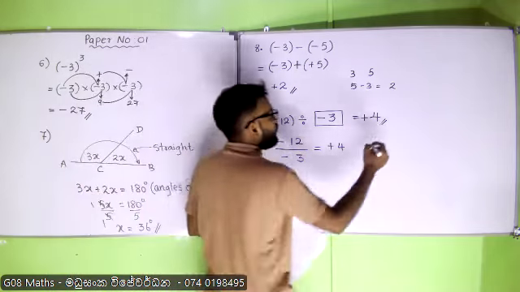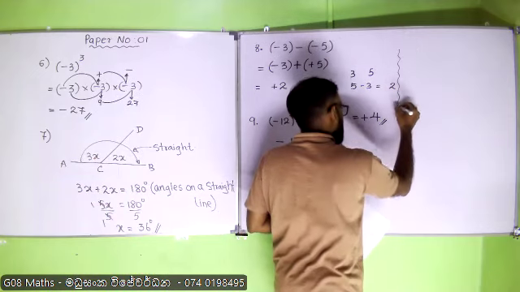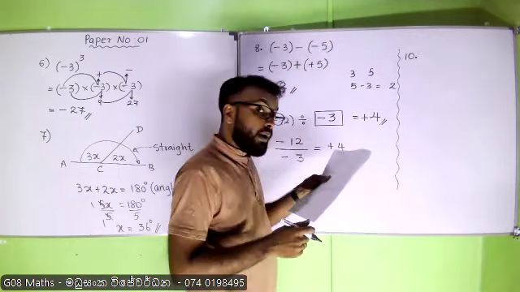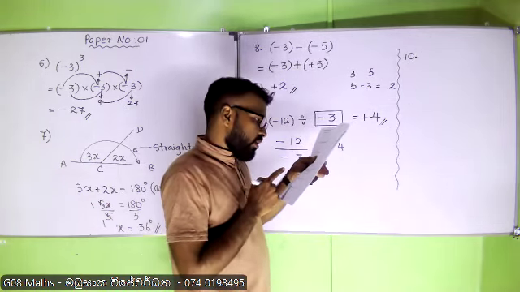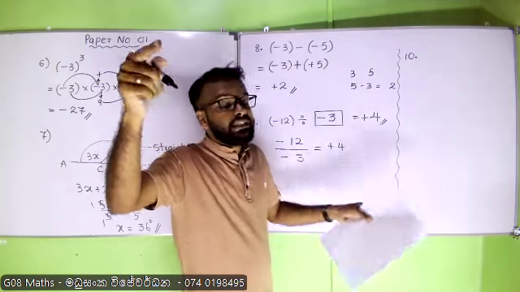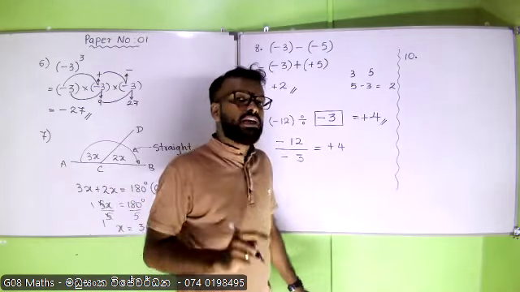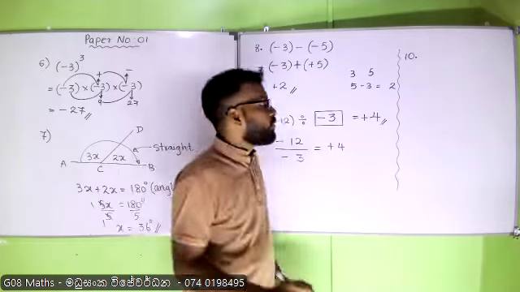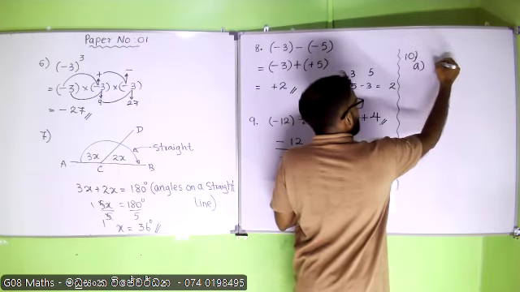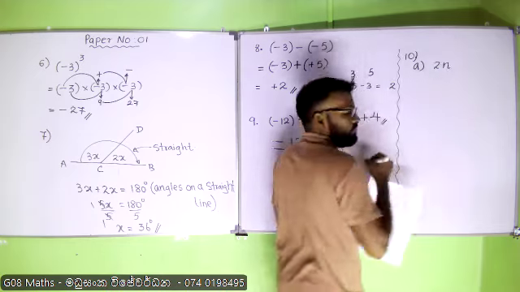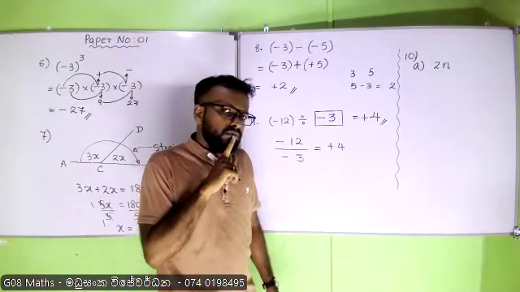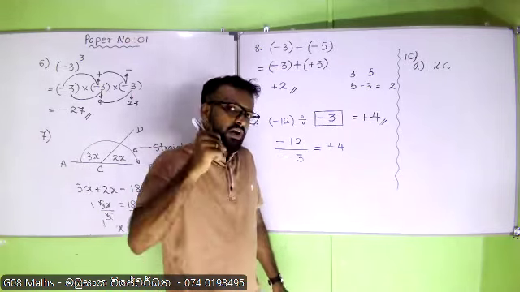10th question. I will do it here. Number patterns. In the pattern of multiples of 2, starting from 2 and written in ascending order, can anyone tell me what is the general term of multiples of 2? 2n. Super. Can anyone tell me what is the general term of multiples of 5? 5n. Super.